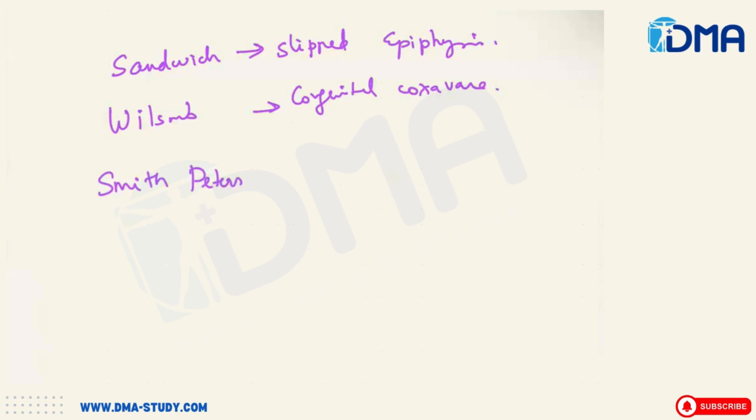Then Wilson's osteotomy is used for congenital coxa vara. Right? These will be the osteotomies that we use. Smith-Petersen osteotomy is used for ankylosing spondylitis treatment. So this is what is regarding the osteotomies. Then coming to the final topic of orthopedics, it is the tumors.